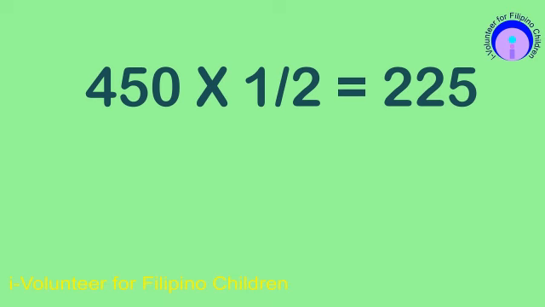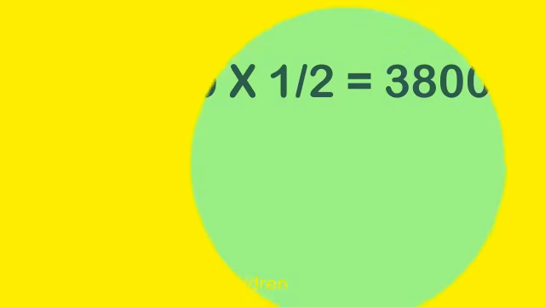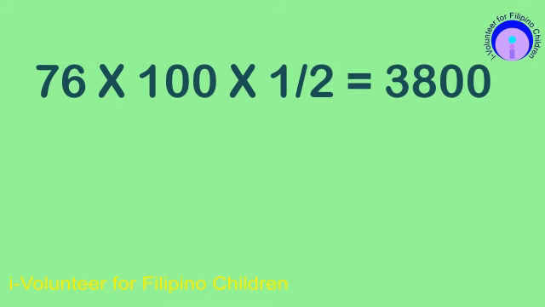$450 times 1/2 is equal to 225. $24 times 10 times 1/2 is equal to 120, or it can be said as 120. $76 times 100 times 1/2 is equal to 3,800.